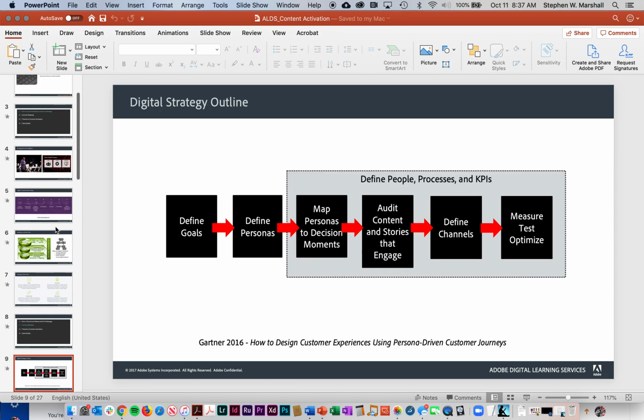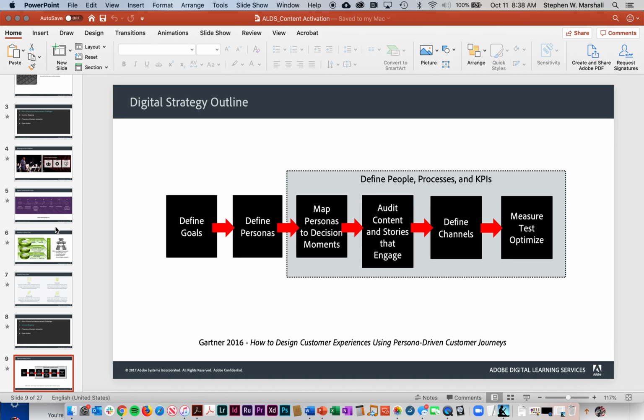And the whole idea there is digital transformation of an organization, right? So when you look at Gartner in 2016, how to design a customer experience using persona-driven customer journeys. This is the roadmap for every single thing that I do. It doesn't matter if it's the Salvation Army of Johnson City, Susan G. Komen for the Cure, Nike, Adobe, or East Tennessee State University. These are the things that you have to do.